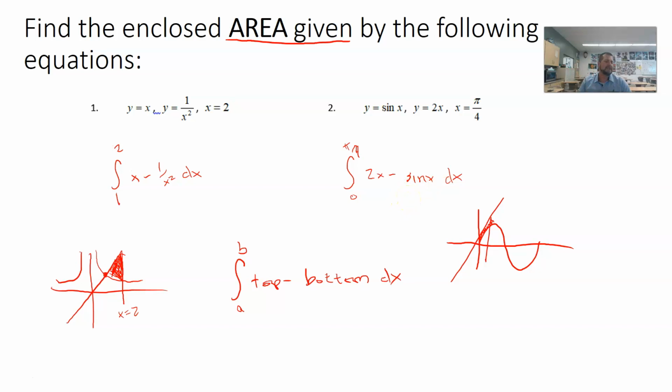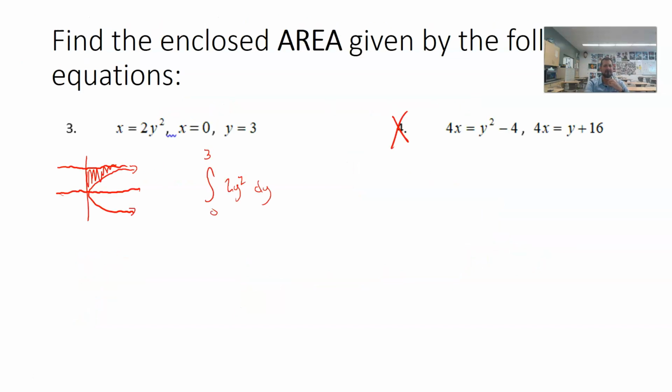One thing that will let you know if you've done something wrong, if you've gotten the order wrong, like top and bottom, is you'll get a negative answer. On this entire test, there is no way that you can get negative answers because you're either looking for area or you're looking for volume. Both of those are positive numbers just in general. So that's how we find it on numbers 1 and 2.